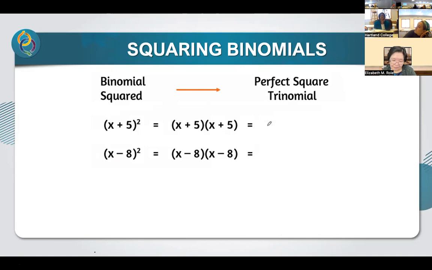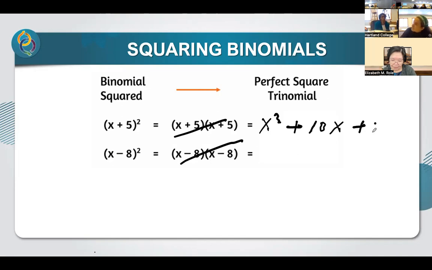It's x squared, plus twice the product of the first and the second. So actually you don't even need to put this one. You just look at x plus 5 squared. So you now have x squared, then x times 5 is 5x, and doubled it's 10x, right? Yes, plus 25. Very good.